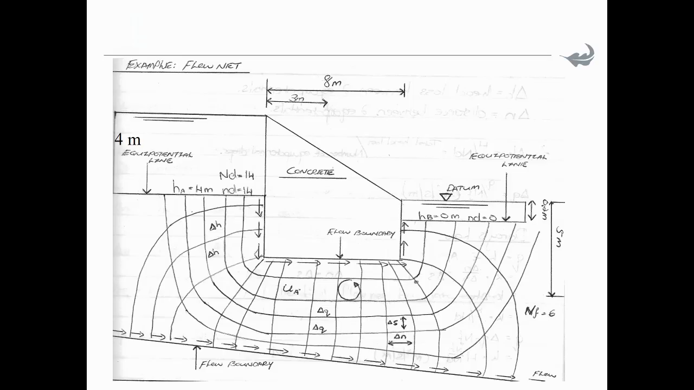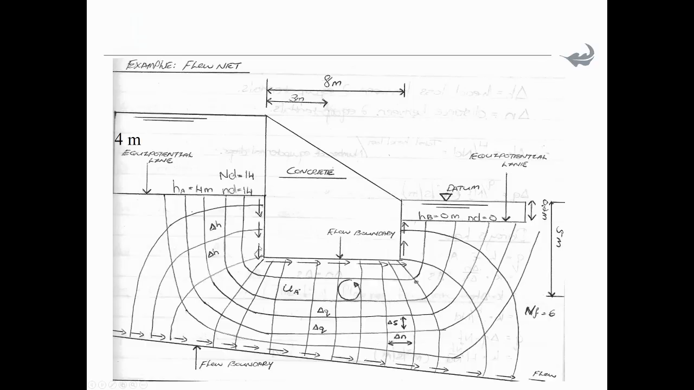So this is the flow net. As I've said, the water on this side of the dam is at a height of 4 meters. Here there's 0.5 meters. Sorry, this doesn't look very nice, but it's 0.5 meters over here. So we have a HB of 0 and an ND of 0. And then normally, you start drawing from here.